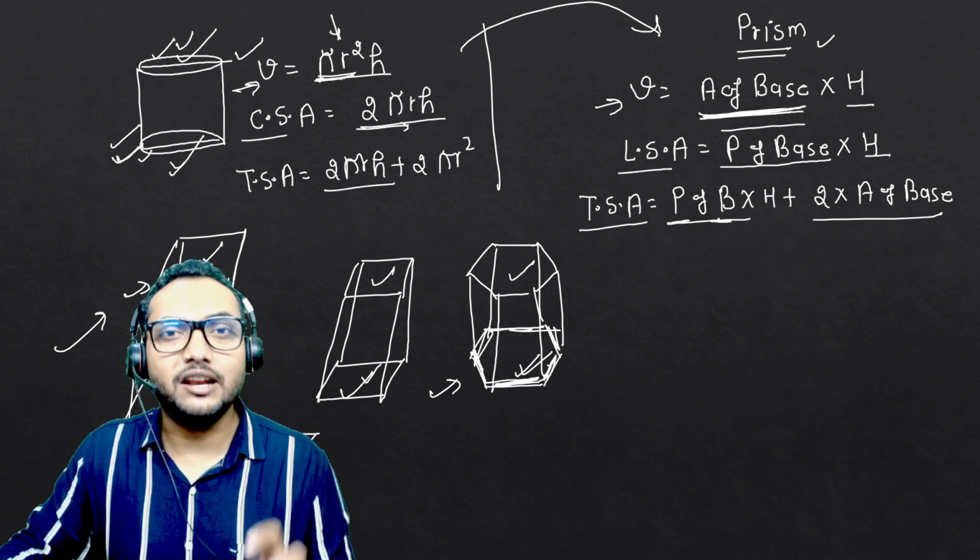Okay, now let us have some questions based on the pyramid. So here the first question is that the base of a pyramid is a rectangle.